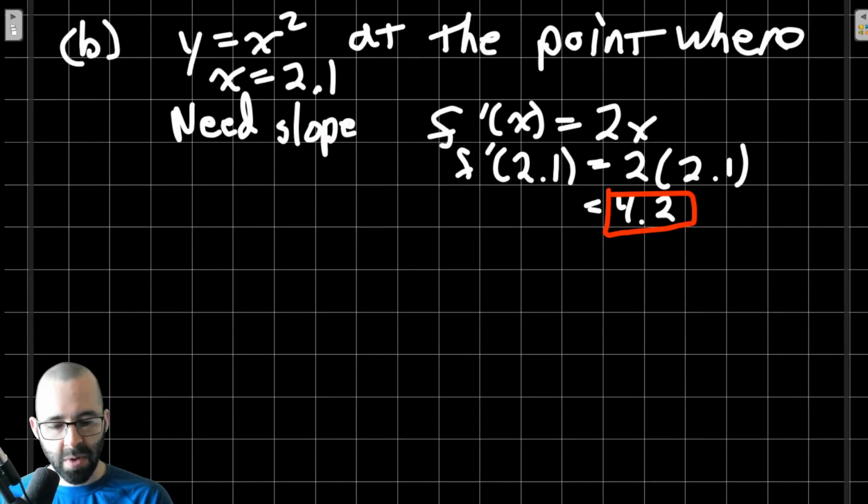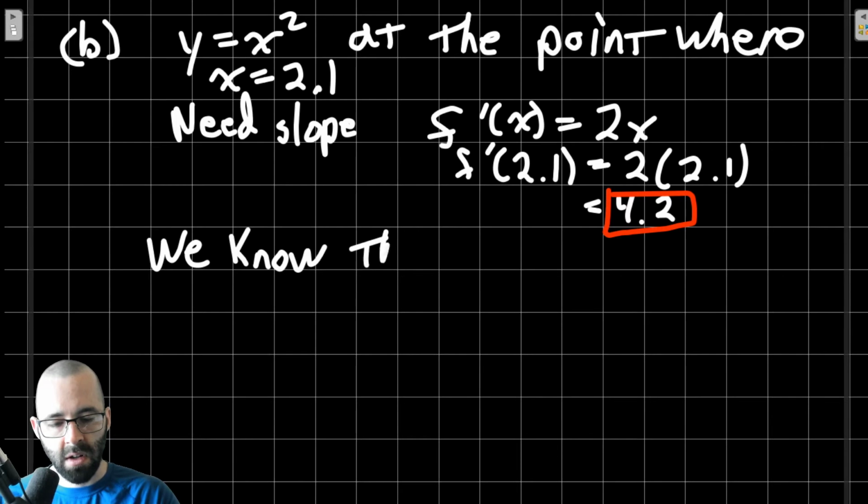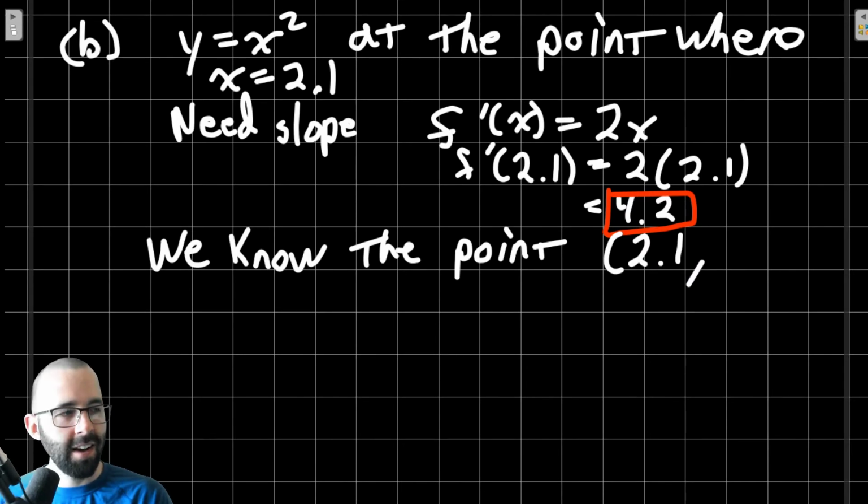So we have the slope. We're just also going to use the point. We know the point when x is 2.1 and when y is... we have no y. And the last time they gave us the whole point. Here we only have the x coordinate, right? We only know the x coordinate. We don't know the y coordinate.